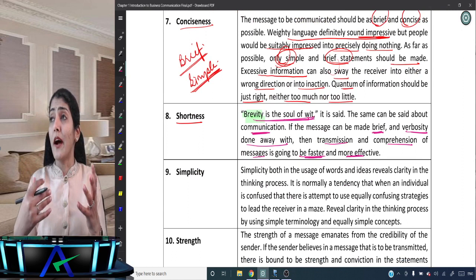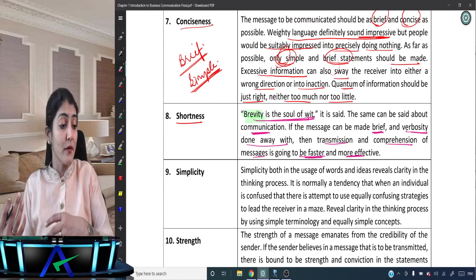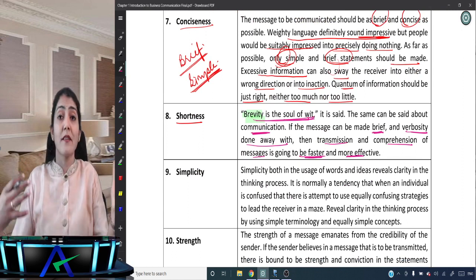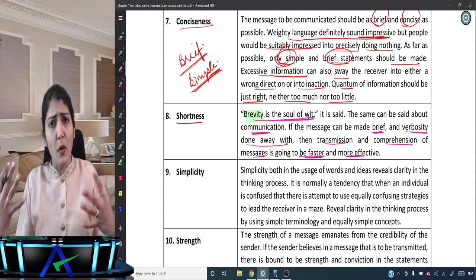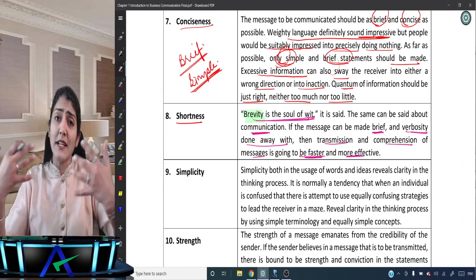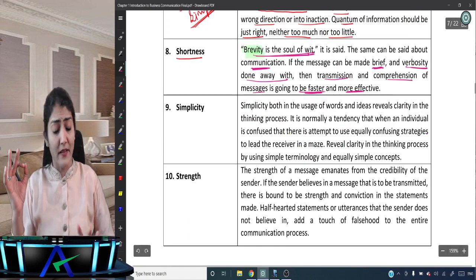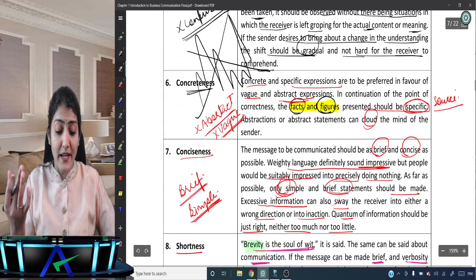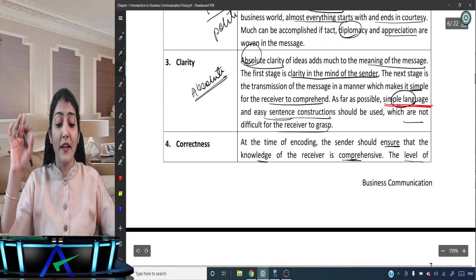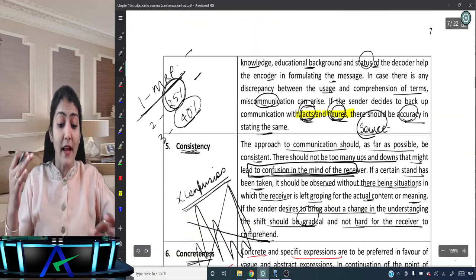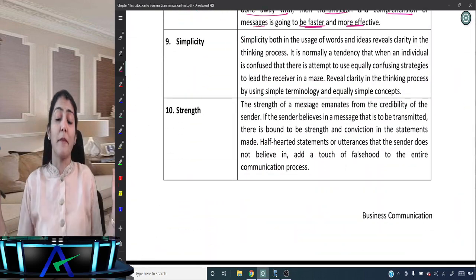And many a time you can't draw a line of difference. Students ask, okay, then what is the difference between shortness and conciseness? No, it more or less means the same. They are integrated, they are interrelated to each other. Right. Then simplicity. So again, we've already studied that there should be conciseness and there should be clarity. So conciseness, clarity. So again, it means simplicity.